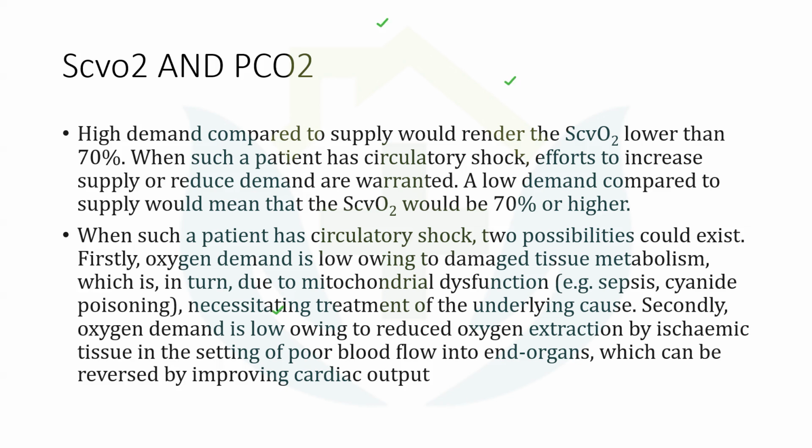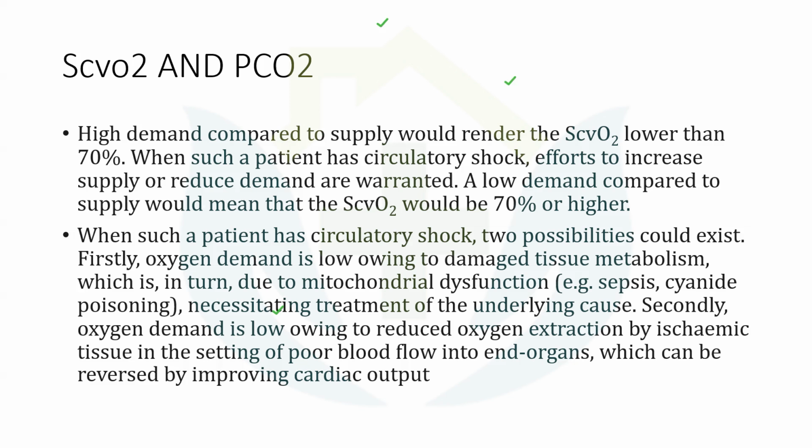If it is less than 70%, I mean the ScvO2 is less than 70%, that means the tissue is taking more oxygen, utilizing more oxygen. There is more demand in that case. Number one. Number two scenario, when ScvO2 is more than 70%, the tissue cannot utilize that amount of delivered oxygen. So it is unable to utilize the oxygen. The excess oxygen comes into the venous side and is detected by ScvO2. When such a patient has a circulatory shock with ScvO2 more than 70%, two possibilities would exist.